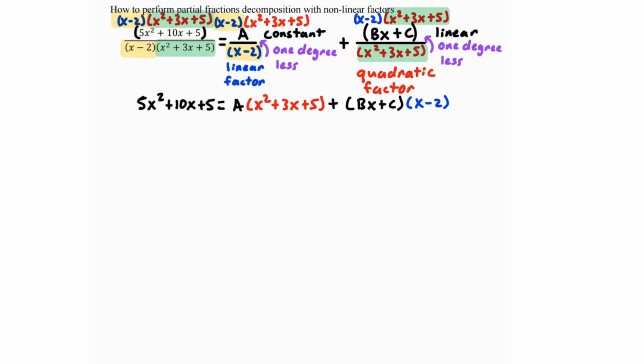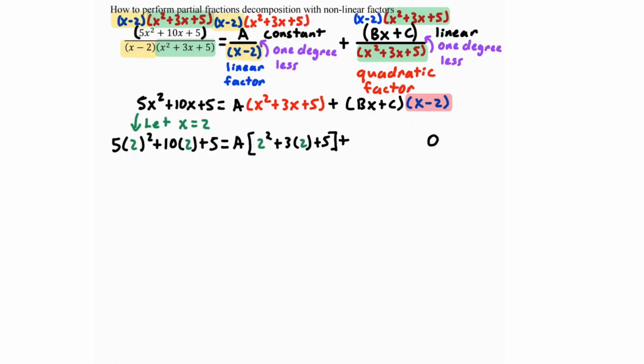Okay? All right, now we just need to solve for a, b, and c. So we can take a look at this linear factor, x minus 2, and let's let x equal 2. We'll substitute into our equation, and then we'll simplify. So what we'll get is 20 plus 20 plus 5 is equal to a times 4 plus 6 plus 5 plus, well, 2 minus 2 is 0, so plus 0. So hence we eliminate both the b and the c term. All right, let's simplify some more. 45 equals 15a. Divide both sides by 15 to get a equals 3.